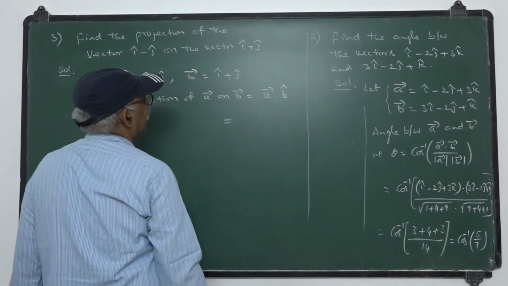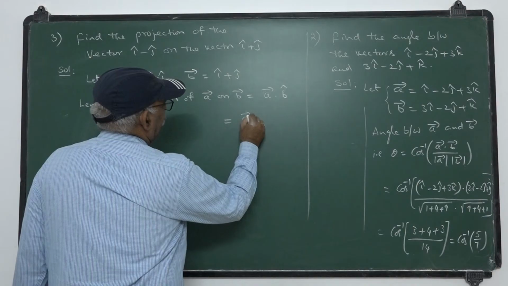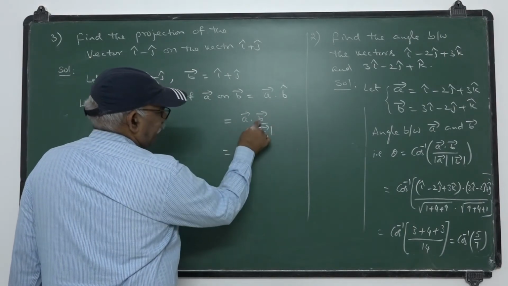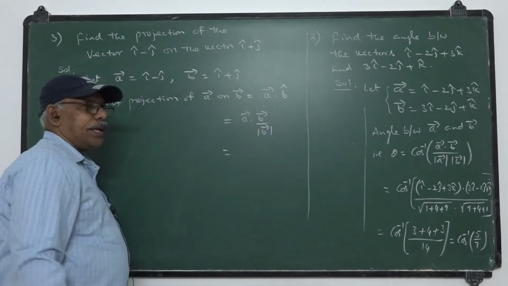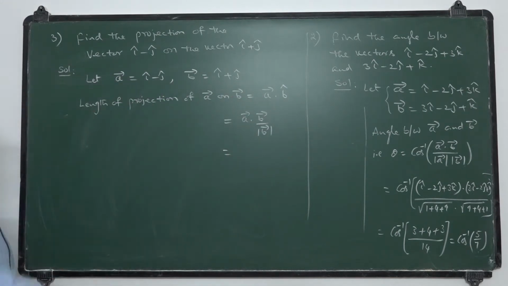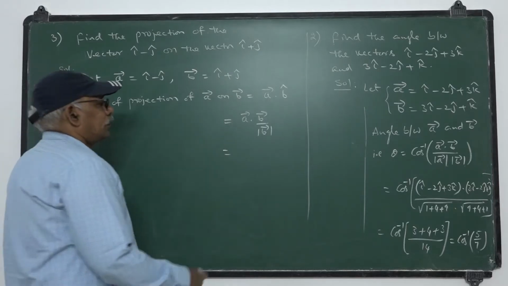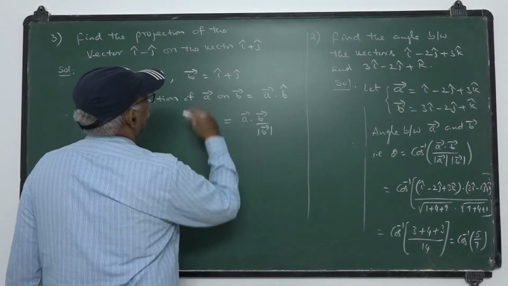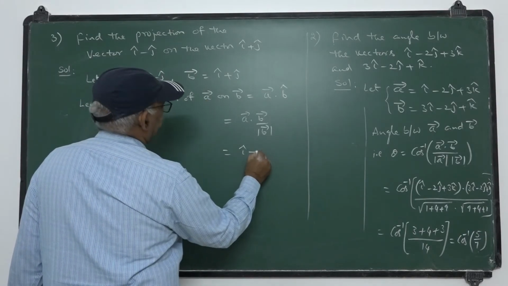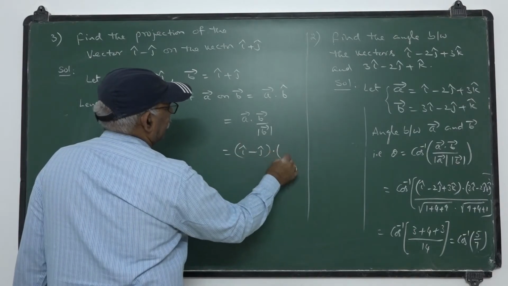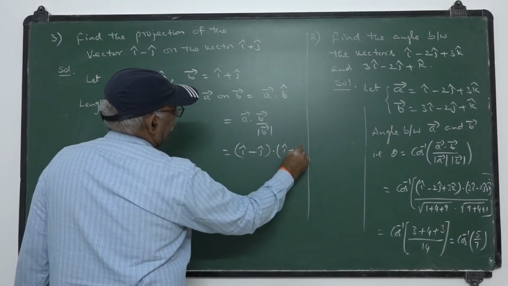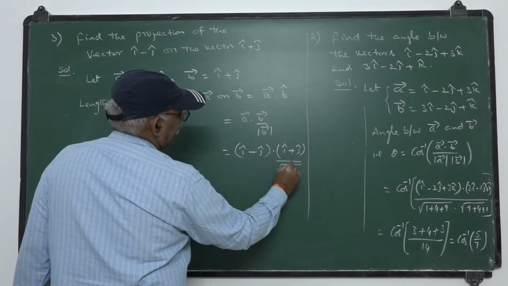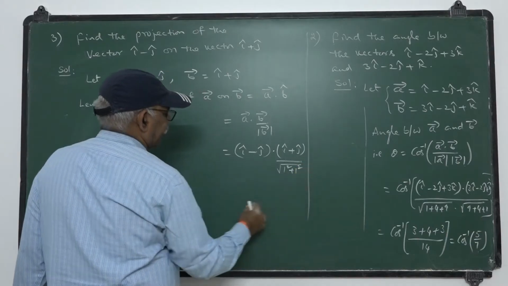That is a bar dot b bar by modulus of b bar. B bar by modulus of b bar gives us b cap, the unit vector in the direction of b bar. So that is a bar dot b bar by modulus of b bar itself. A bar is i minus j, dot b bar, in the numerator i plus j, by its magnitude, square root of 1 square plus 1 square, of course.